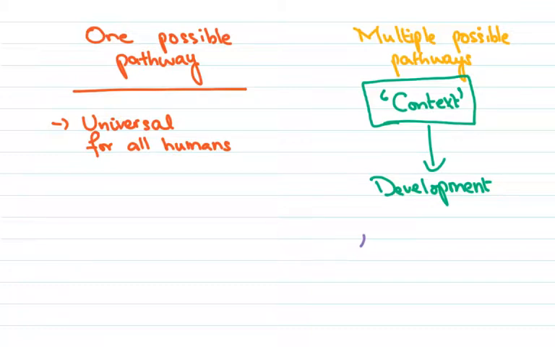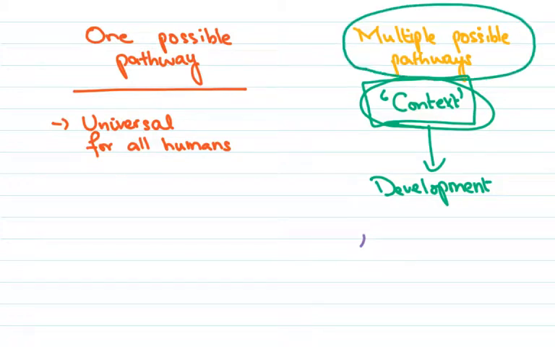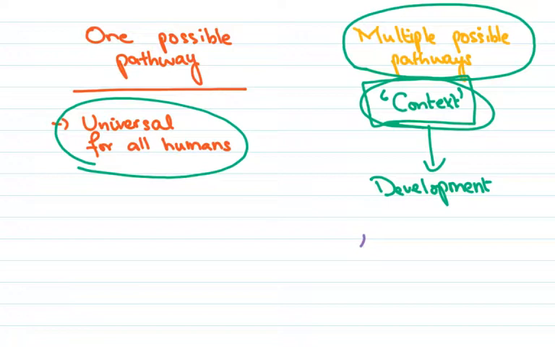If you think about your own development and the sort of home that you grew up in, you will realize that that was also a particular context. And that particular context then determines your pathway to development to a certain extent, right? So this is basically what the multiple possible pathways take on, whereas with one possible pathway, you have to have it universal for everyone, right? So yeah, these are basically the three questions that we deal with.